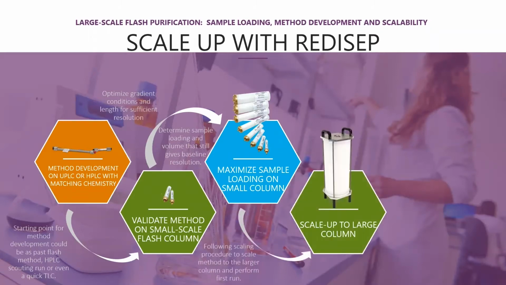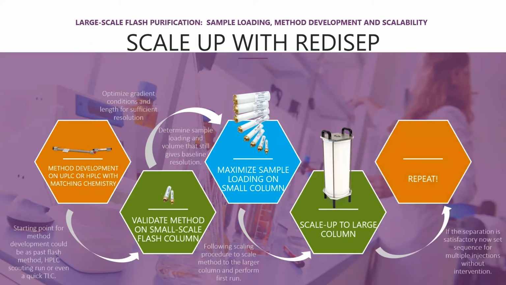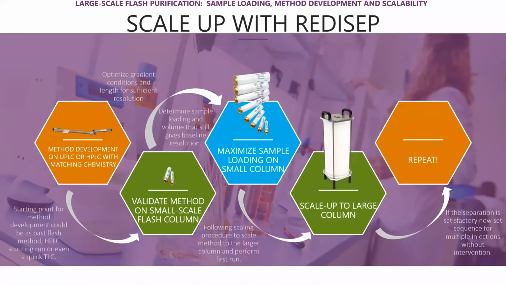The next step would be to go ahead and scale up to the large column. We would use a scaling procedure that we'll discuss in a moment, that describes how to scale up from your smaller flash column. So if you have a method on your smaller flash column, you can scale that up to larger columns, up to the 7 kilogram or 8.6 kilogram columns that we offer in our REDISEP material. Finally, once you've done that on the large column and seen that you've had an efficient, satisfactory purification, you can go ahead and do multiple injections, potentially depending on your application with the Torrent, if you have a solvent selection valve. We'll discuss a little later how that can really increase your throughput and efficiency in your process.